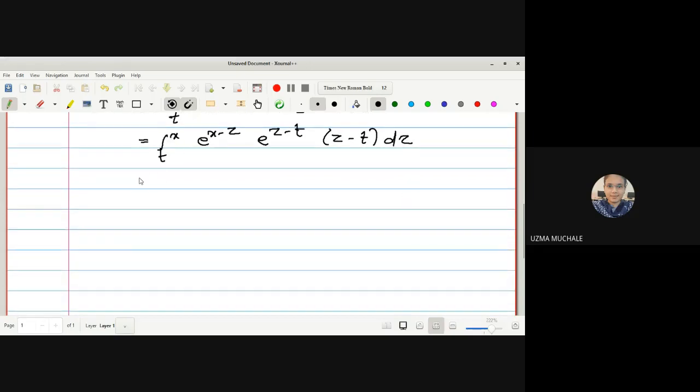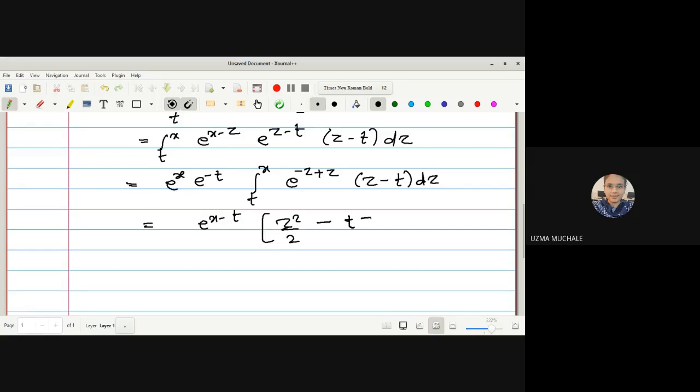Now next we have to solve this integration. After taking the terms which are independent of the integration, we can take them outside: e raised to x, e raised to minus t. Now what are the terms inside the integration? e raised to minus z plus z, that will be e raised to 0, which is 1, and here z minus t dz. So outside the integration we have e raised to x minus t, and the integration of z is z square by 2 minus the integration of t, which is t into z, within the limits t to x.